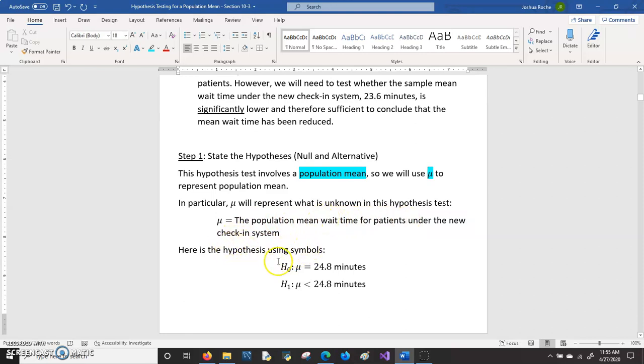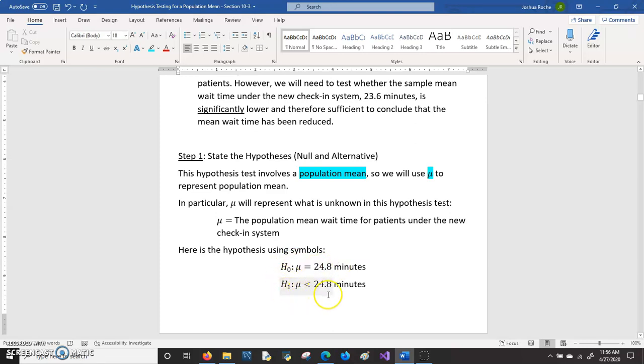So here are the hypotheses using symbols. The null hypothesis is that the mean wait time for patients with the new check-in system is just the same as the mean wait time under the old check-in system. Remember that the null hypothesis is always the hypothesis of no difference.